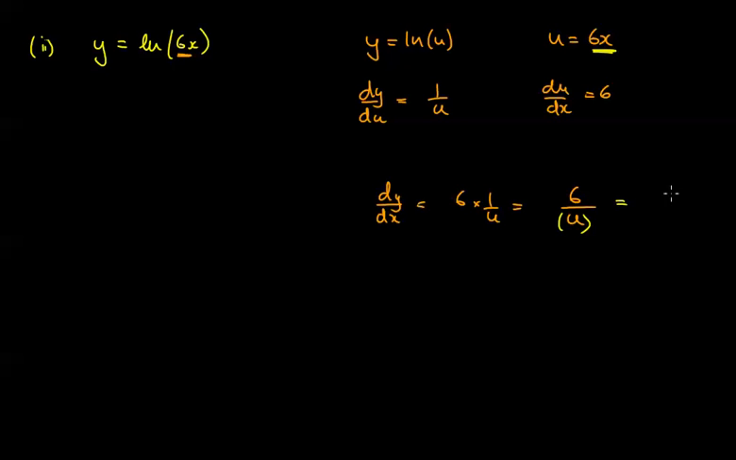So that equals 6 over 6x. Well, you can see the 6s cancel out, so we're left with 1 over x. So the differential of this, dy by dx, equals 1 over x. Okay, we'll do a few more, and then maybe you can see a rule coming out of this.